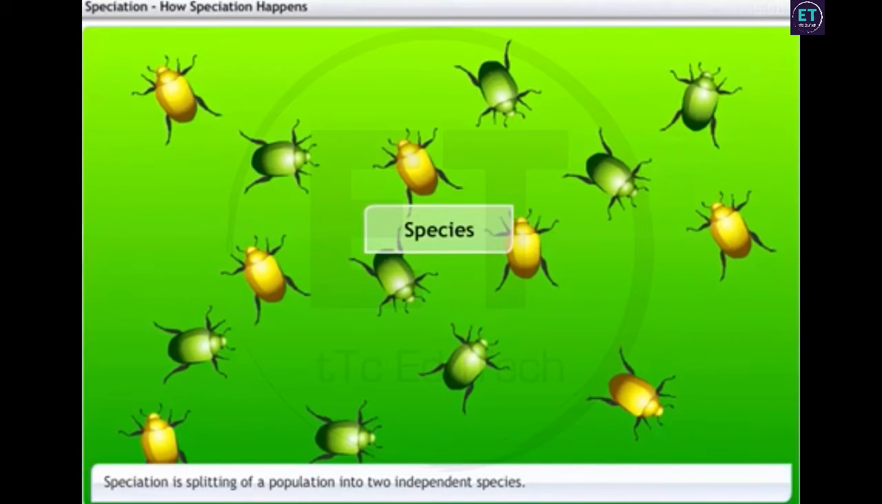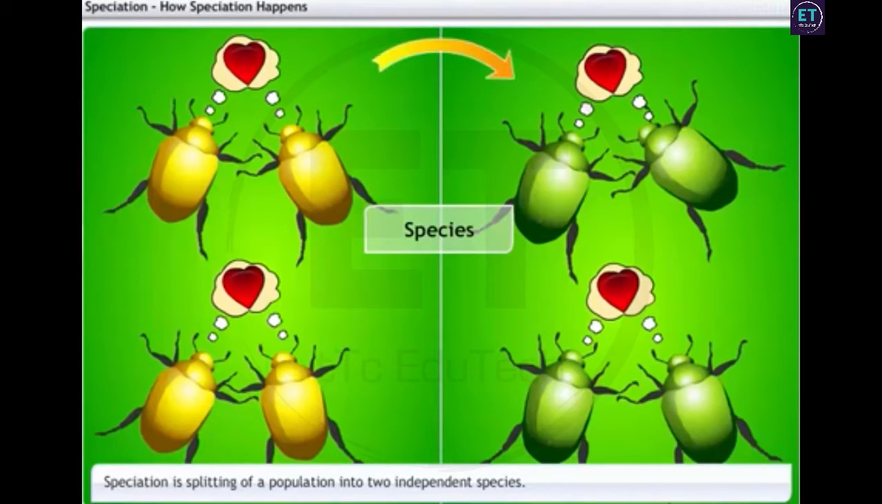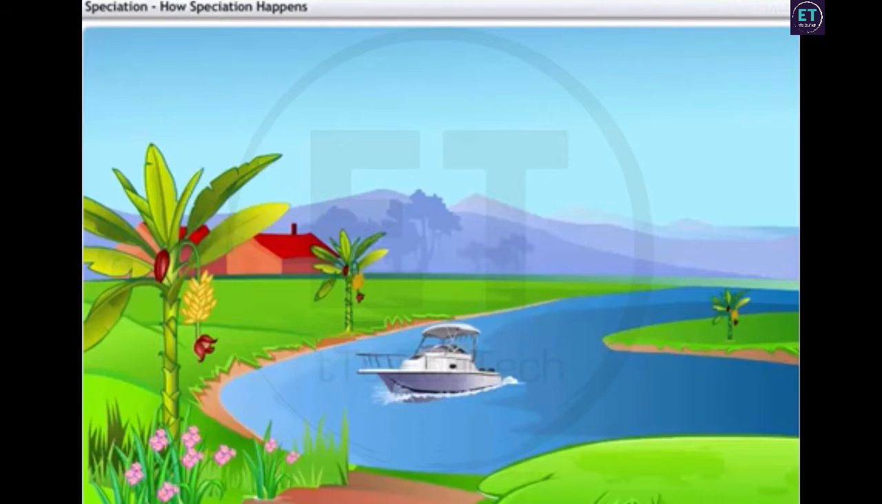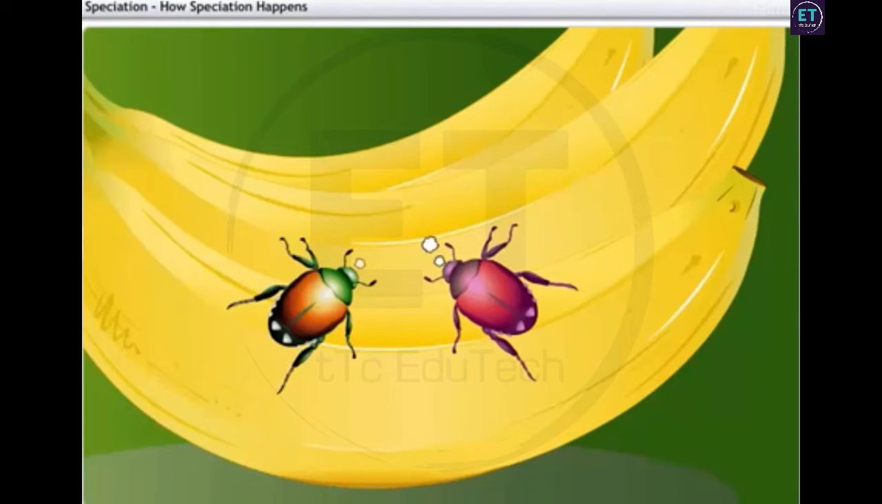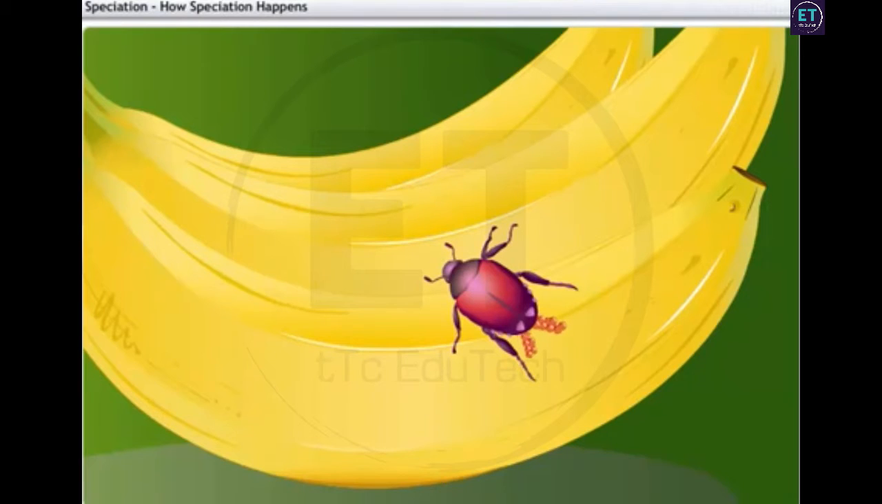Speciation is an event that splits a population into two independent species which cannot reproduce with each other. Let's see a simplified scenario of speciation by geographic isolation. Here is a population of beetles laying their eggs on bananas.